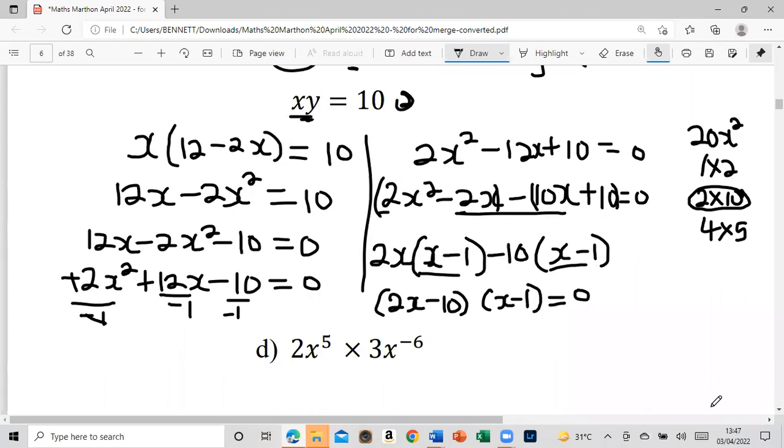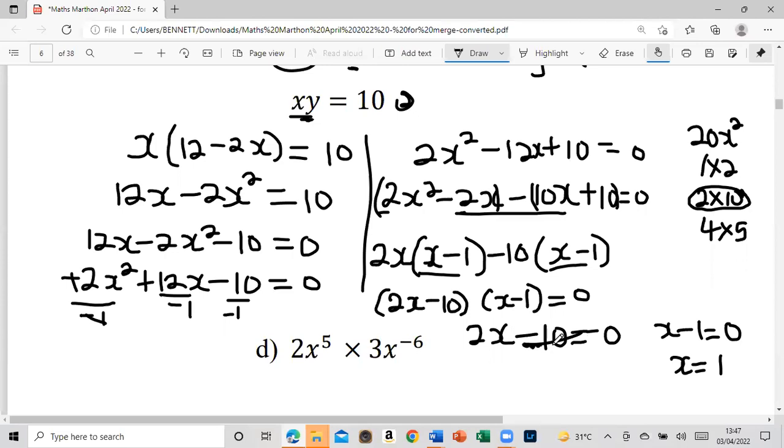All right, let me continue. So we have 2x minus 10 equals 0. Say x is 1, right? You get two solutions, and this one is negative 10.